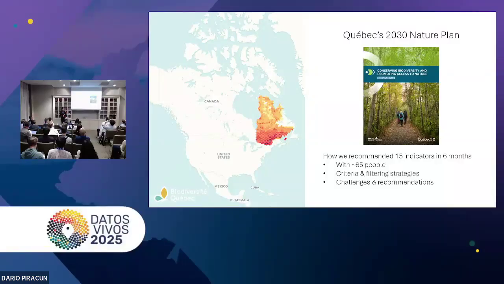Quebec, you guys have seen this map before. And Vincent helpfully introduced the fact that Quebec has its own 2030 target. It's called the 2030 Future Plan that is linked to the Global Biodiversity Framework. So this is going to be a talk about how we assembled about 65 people to recommend 15 indicators for the same plan in 6 months.